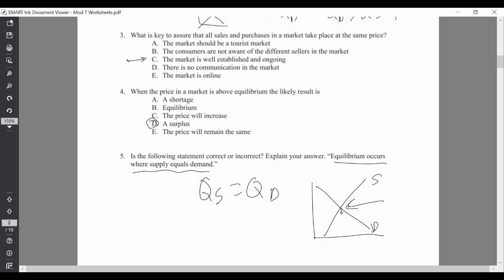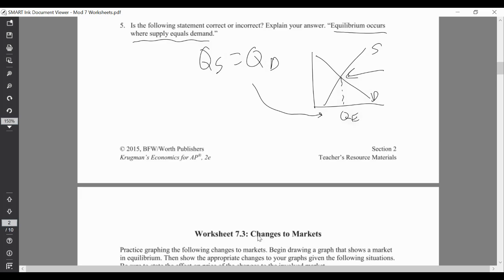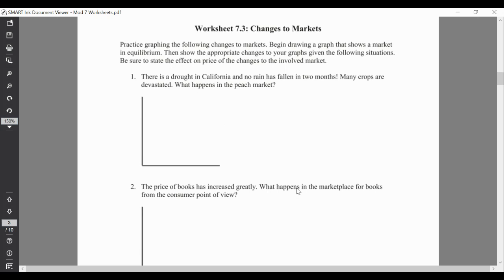We're essentially saying right here, at equilibrium, that is where quantity supplied equals quantity demanded. Okay, so we take a look at worksheet 7.3. Now, we're starting to get some more stuff and some more drawings here.